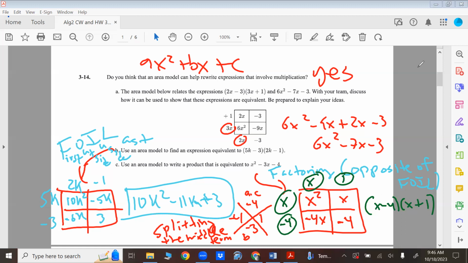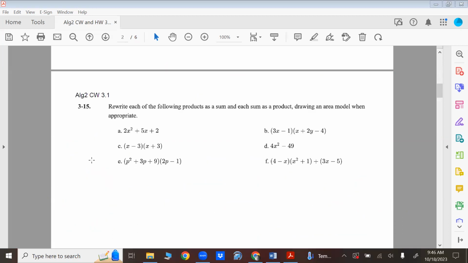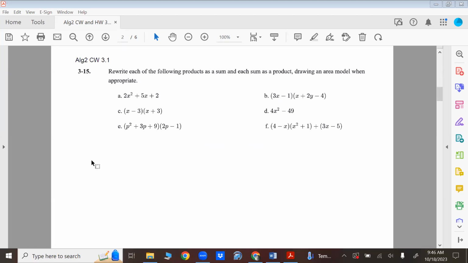All right, so now you're going to practice, because we got to practice these skills. So let me clear, and let's see what the next page is all about. The next page is asking to rewrite. So either you're going to FOIL or factor. In the case of A and D, you're going to factor.